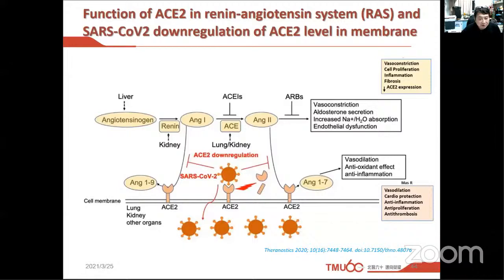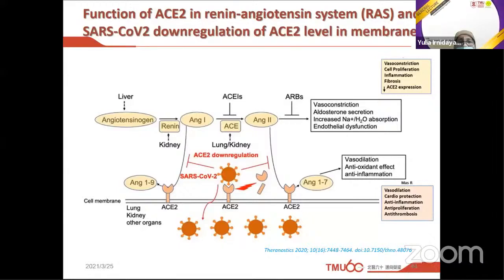Here's the liver, which secretes angiotensinogen, converting into angiotensin 1. Angiotensin 1 will be converted by ACE into angiotensin 2. These two will be converted by ACE to angiotensin-converting enzyme 2.